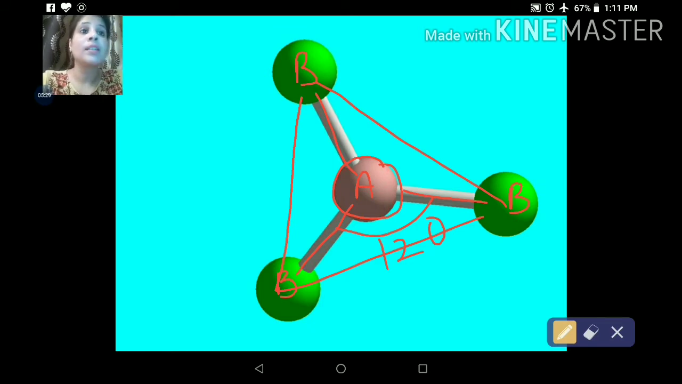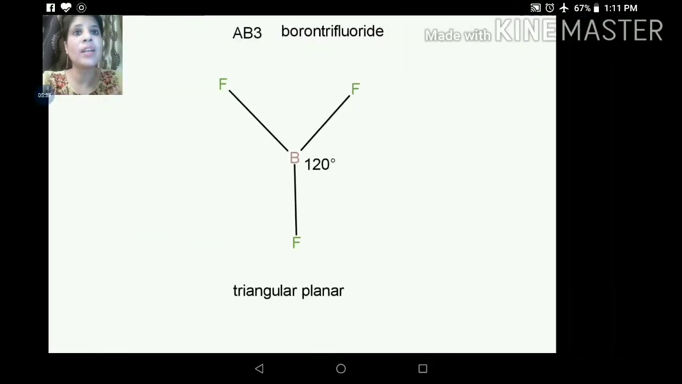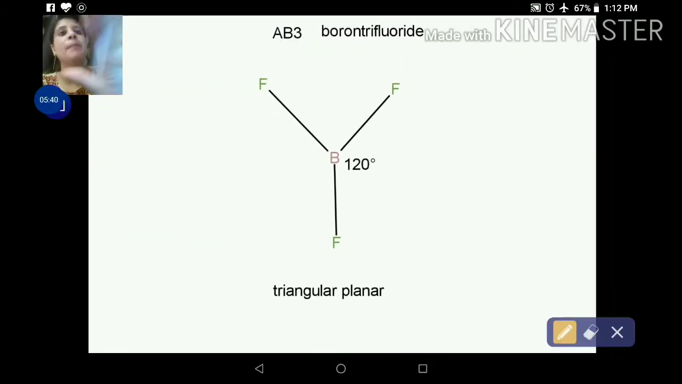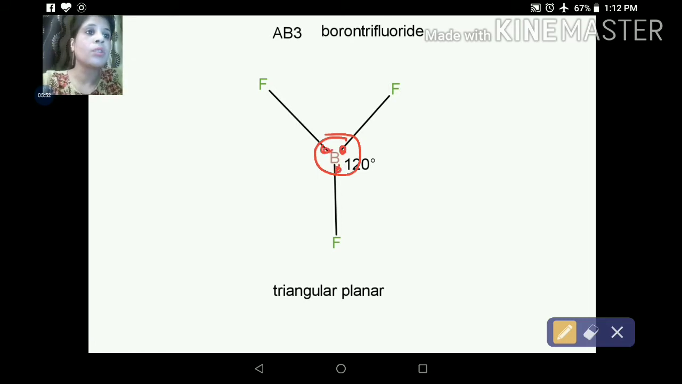So the shape seems like a triangle. This geometry is also known as triangular or trigonal planar geometry. Let's see one example of this geometry. The example is BF3 or BCl3. In BF3 we know boron is the central atom having three valence electrons. Three valence electrons means three bonds. So three bonds are at an angle of 120 degrees and the geometry is triangular planar.